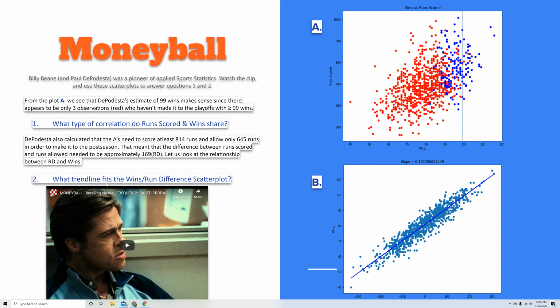And then what trend line fits the wins, runs? So what trend line is this, okay? Remember, and if you still need help, go back to the correlations and trend lines video, okay? What type of trend line is that, okay?